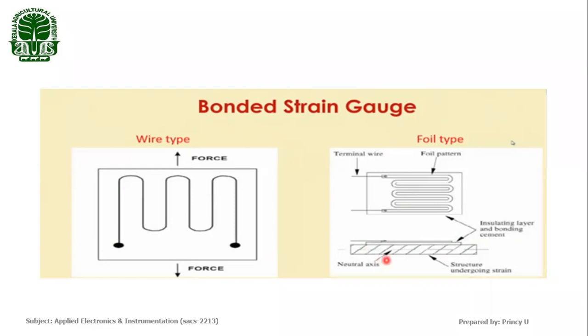And once we have bonded or cemented the strain gauge on a surface, it will undergo the same stress or strain as that member surface. When we apply a force on this member surface, the same stress or force will affect this gauge also. Here we are attaching this gauge. When we apply a force on this material, it will affect the same force on this strain gauge also. Okay, so either it may be wire type or it may be foil type.